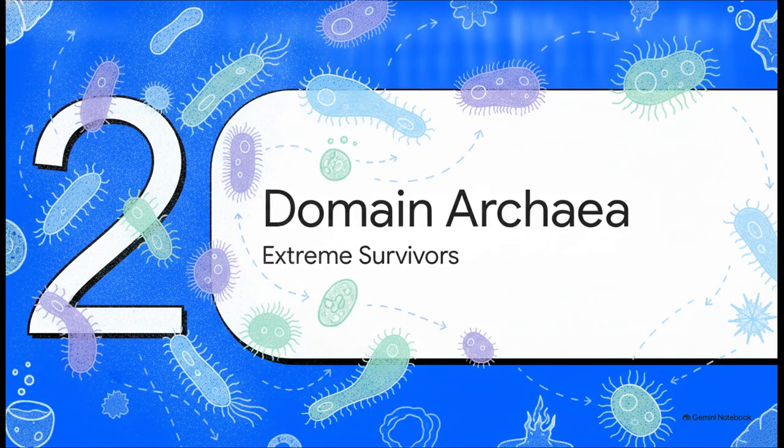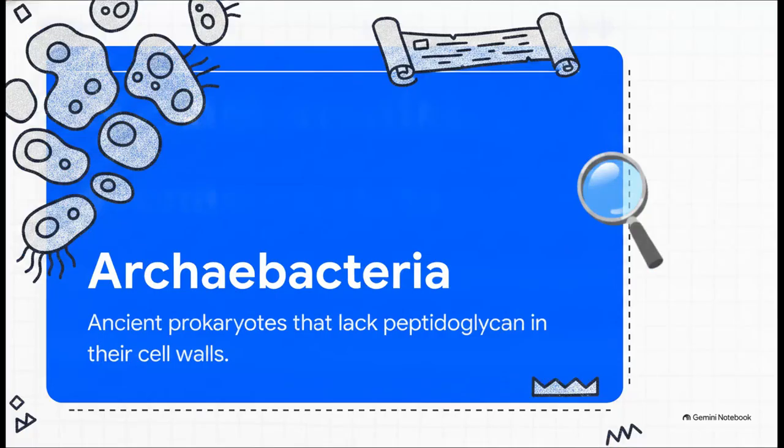Moving right along to Part 2, Domain Archaea, the extreme survivors. Within this domain, we find the kingdom Archaeobacteria. Now, that literally translates to ancient bacteria. But here is the crucial point you definitely want to write down in your notes. They are prokaryotes, which means they are simple cells without a nucleus. But what sets them completely apart is their cell wall. Unlike other bacteria we'll talk about in a minute, Archaea's cell walls completely lack a substance called peptidoglycan. That structural difference, it's a massive, massive dividing line in biology.